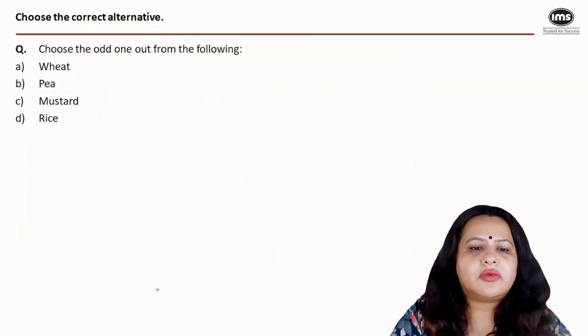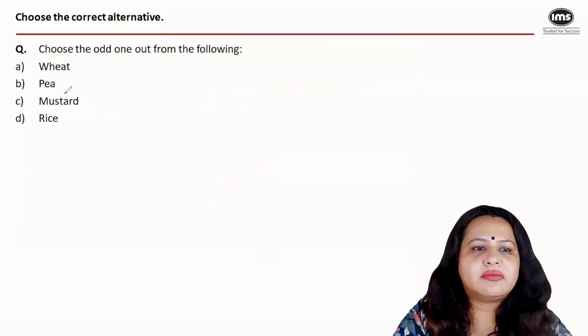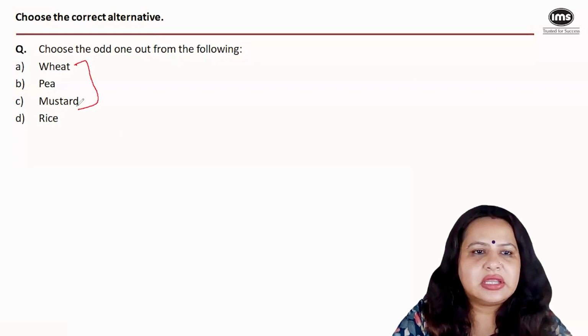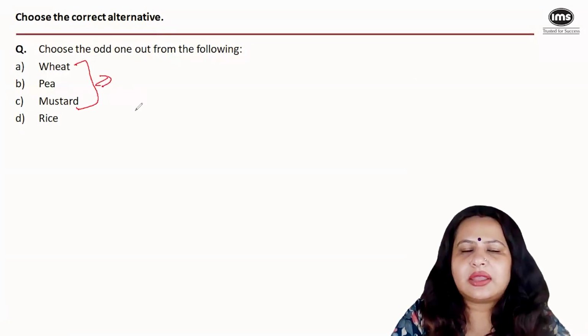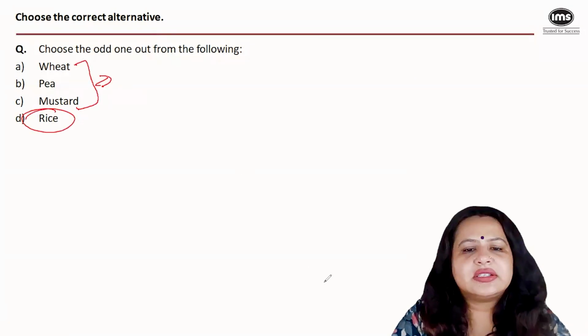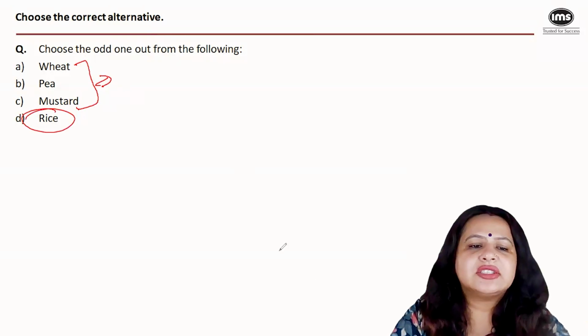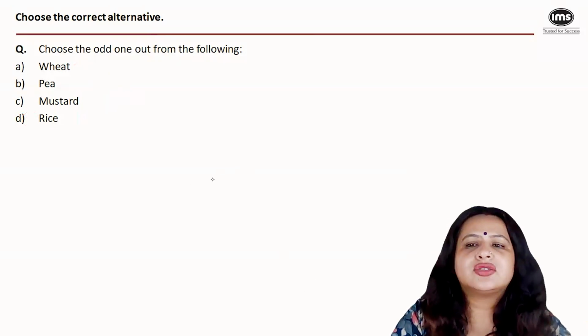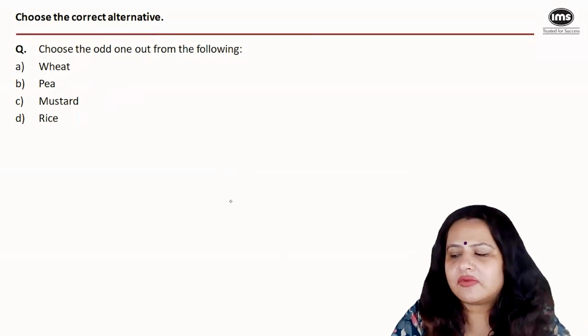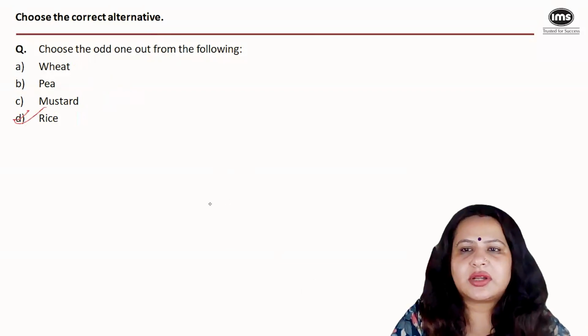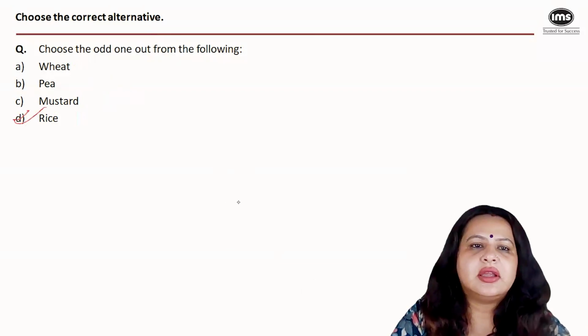Choose the odd one out from the following. Now, wheat, pea, and mustard and rice. These three are a particular type of crop, while rice is a different type of crop. Rice consumes more water. So the rest of them are rabi. This is the kharif crop. So option D becomes the right answer to this question.